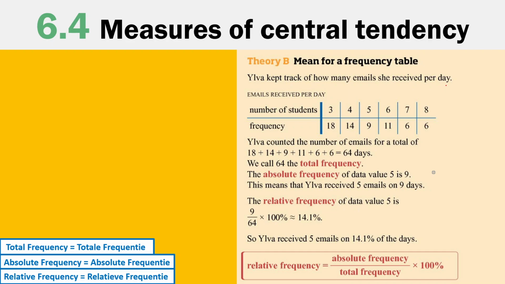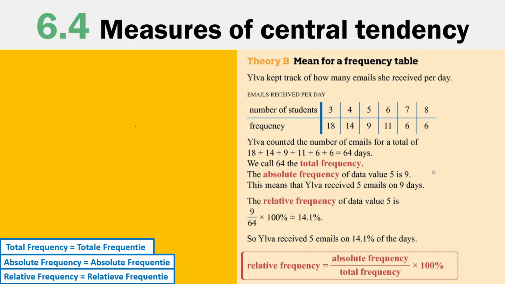How many days are there in total that she kept the score? 18 plus 14 plus 9 plus 11 plus 6 plus 6 gives me 64 days. Not the amount of emails, right? Because that would be 18 times 3 plus 14 times 4 plus 9 times 5. Now the number of days is just adding the frequencies. We call that the total frequency, the totale frequentie.